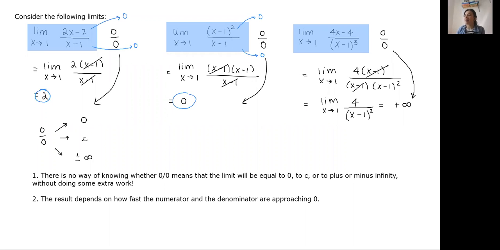Okay, so then we have the numerator here is going to 0 faster than the denominator, which is why the result ends up being 0.